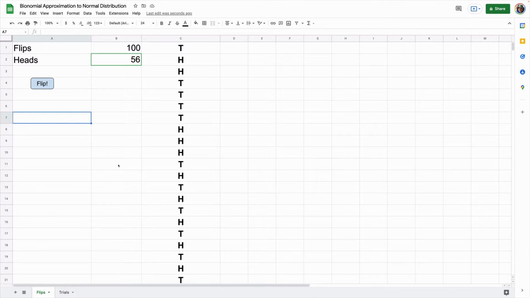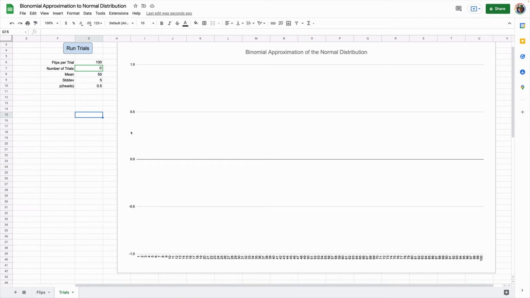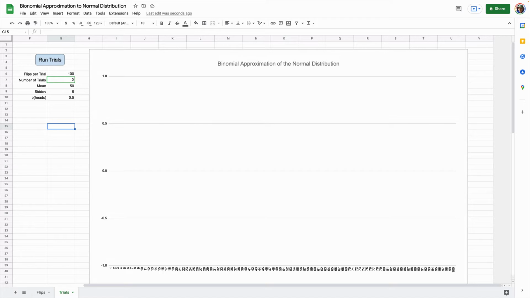Now let's take this idea of a trial being 100 coin flips and dive into it a little bit more deeply. Here's a sheet that's going to let me run some number of these trials and it's going to record the frequency of these different number of heads outcomes. So along the x-axis is the number of heads seen in a trial, and the y-axis is how often that was seen throughout the number of trials. So this will be more clear when I actually graph something.